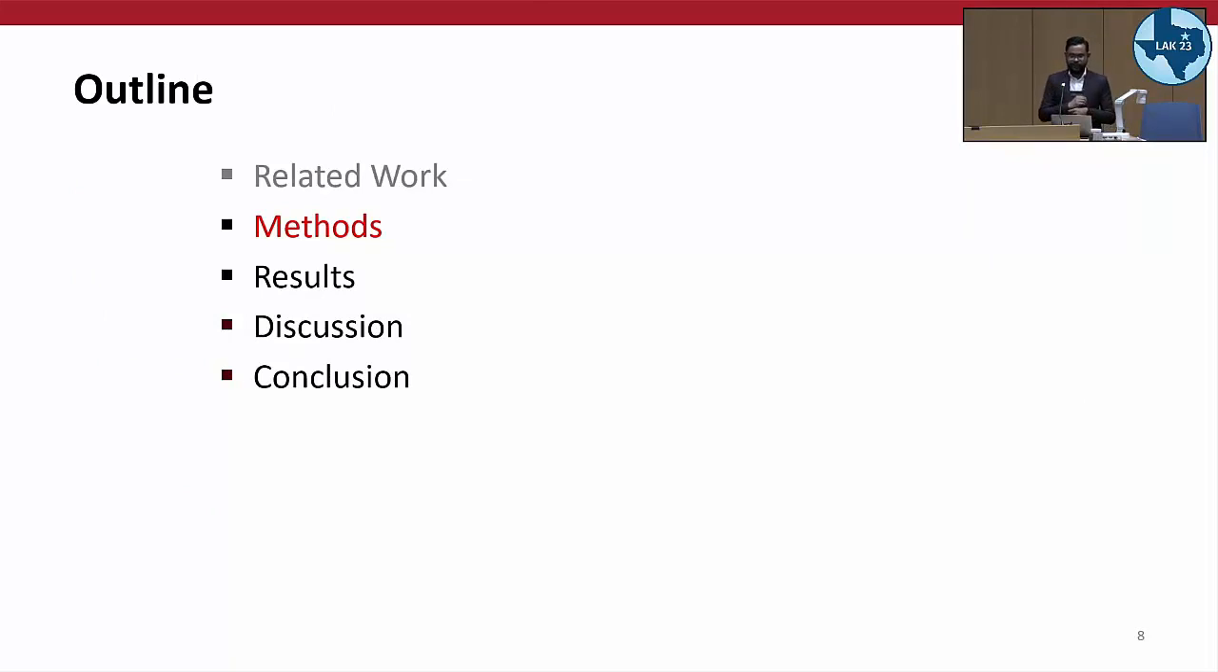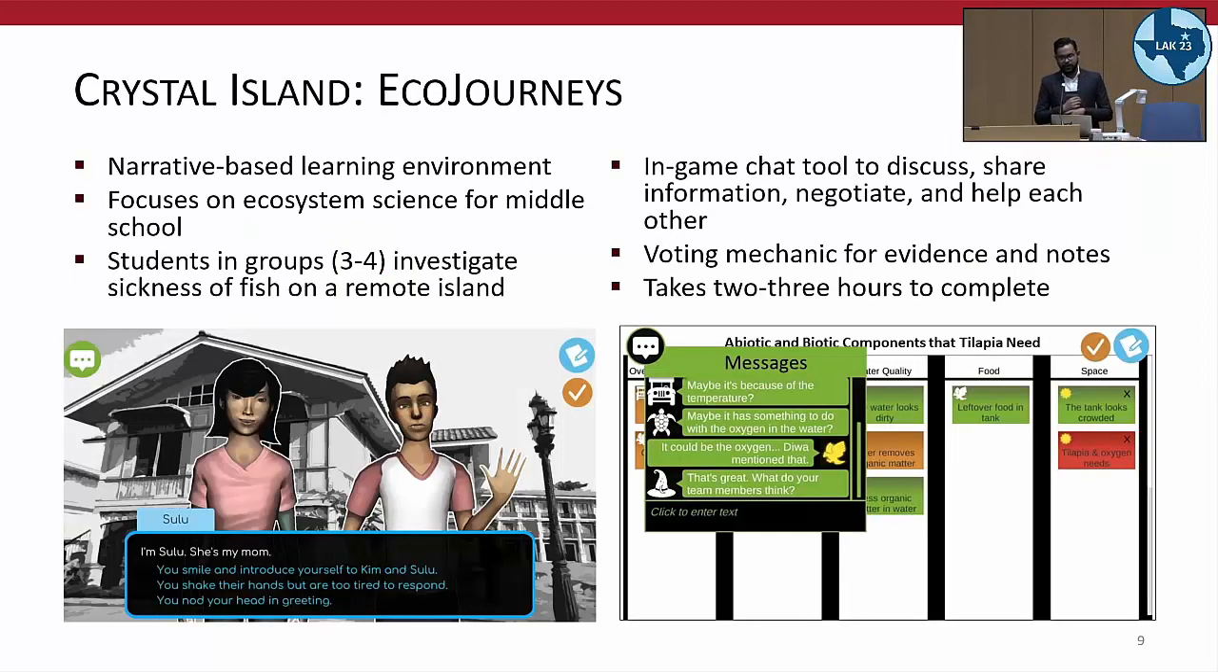With that, let me move into our method section. We used Crystal Island: EcoJourneys, a narrative-centered game-based learning environment that teaches students about ecosystem science, specifically designed for middle school students. Students in the environment work in groups of 3 to 4 to investigate a sickness of fish. They explore the island, collect evidence, and talk to different non-playable characters to gather that evidence.